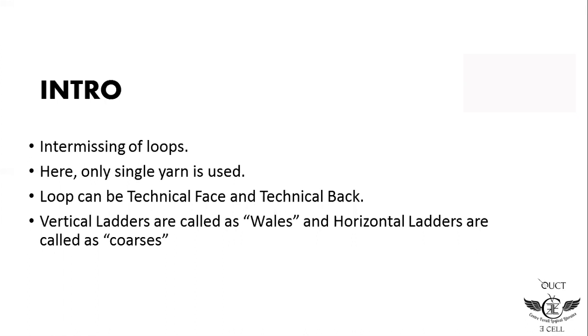The definition of knitting is intermeshing of loops, whereas in weaving it is interlacement of yarns. Here only a single yarn is used, and the loop can be technical face and technical back. For example, if a fabric is there, the vertical yarns will be there and the horizontal yarns will be there. The vertical ladders are called wales and the horizontal ladders are called courses.